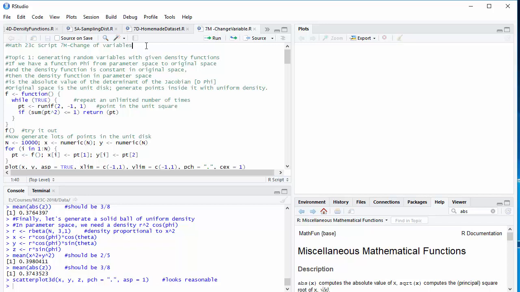Welcome, it's Paul with a script that explores the issue of generating points in regions within Rn using specified density functions.